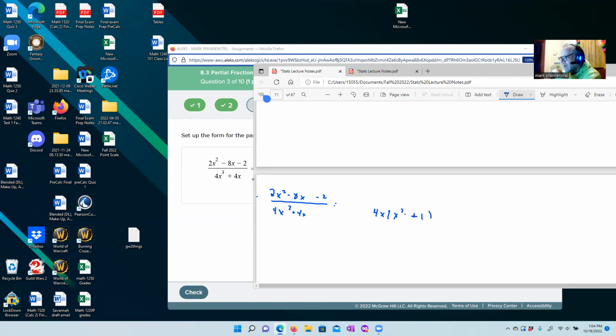That's an irreducible quadratic, isn't it? You can't factor x squared plus 1. Kind of stuck with it. Okay, we don't really care what's on the top because they're not asking us to solve anything yet.